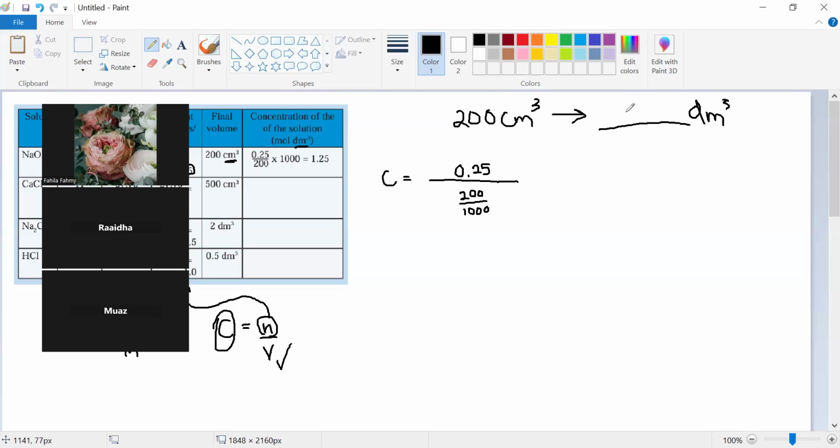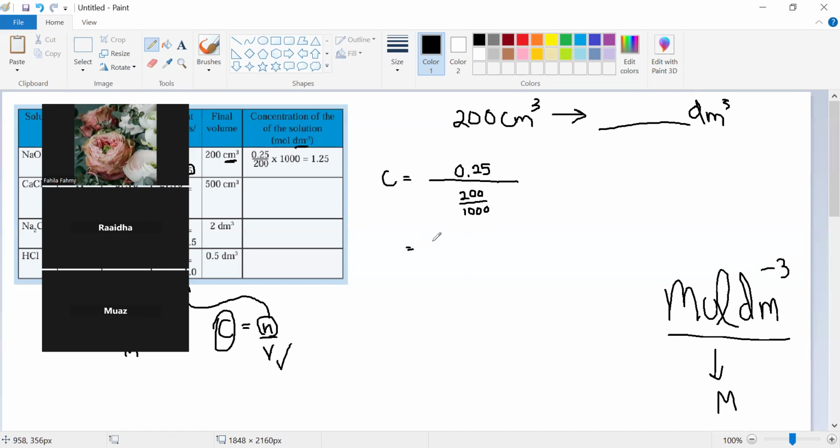But Puta, mostly this is the way that they give you, because 1 cubic decimeter is the international standard unit for concentration. Mole per cubic decimeter is the international standard. That is what you call capital M, 1M. So if you are going to solve it, Puta, how do you write it? 0.25 divided by 200 over 1000.